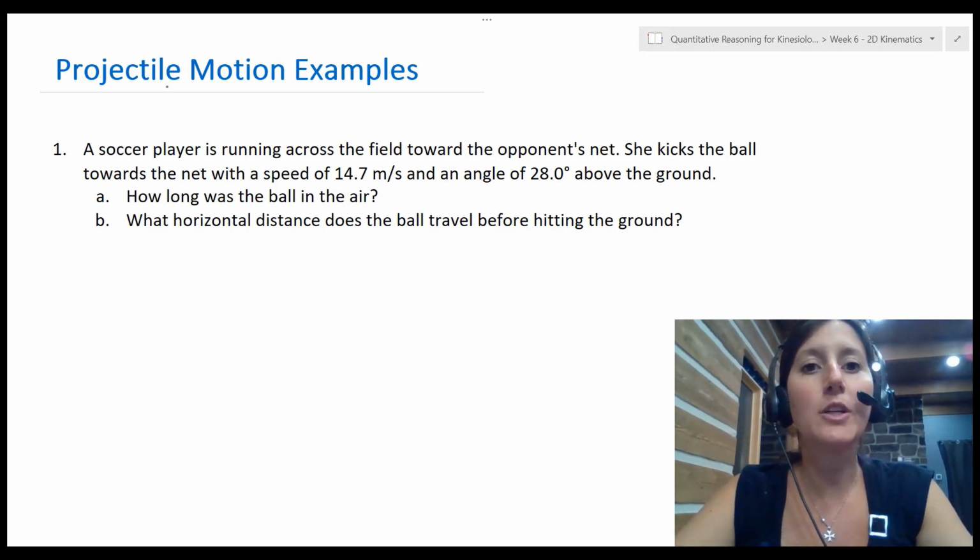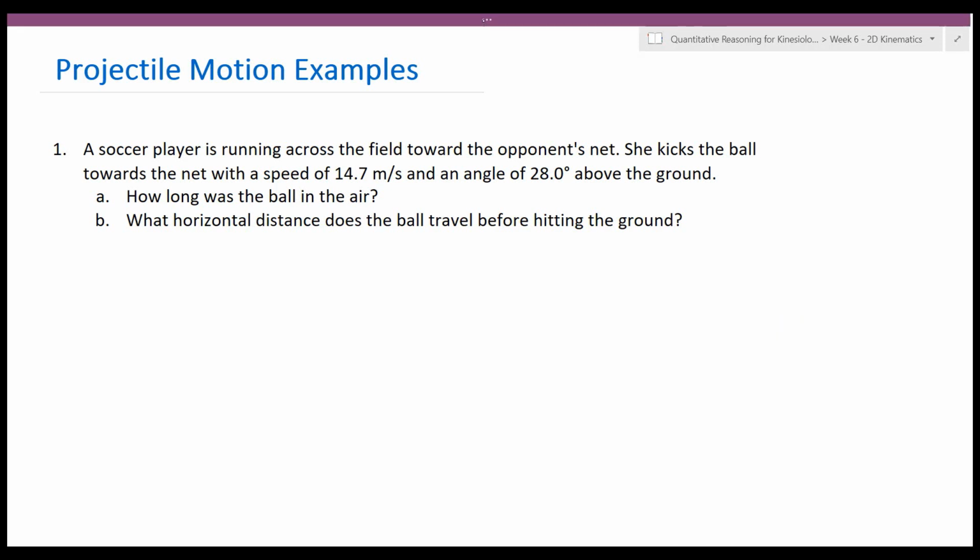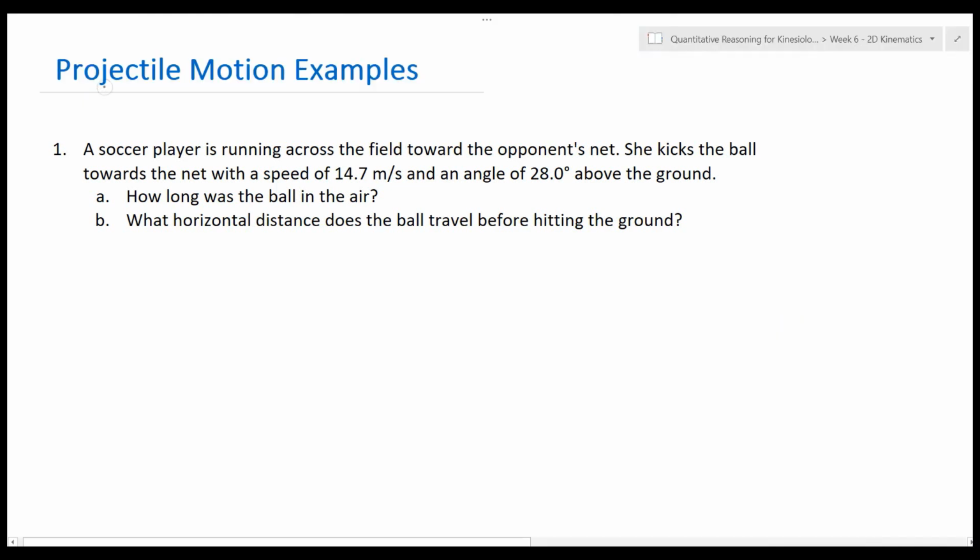All right, so we're going to go through the steps that we described on the previous slide. I'm going to start off with step 1. So step 1 was draw a picture.